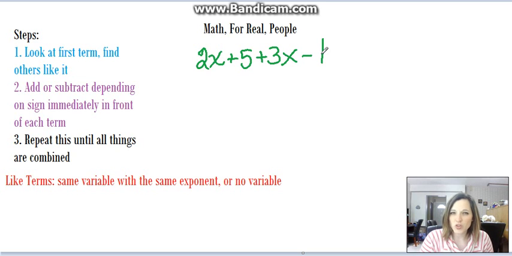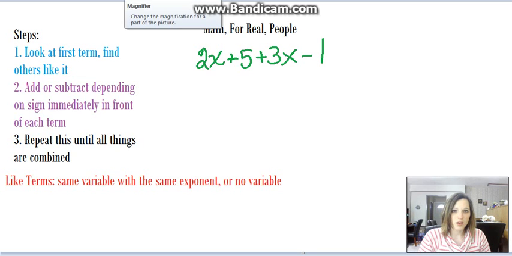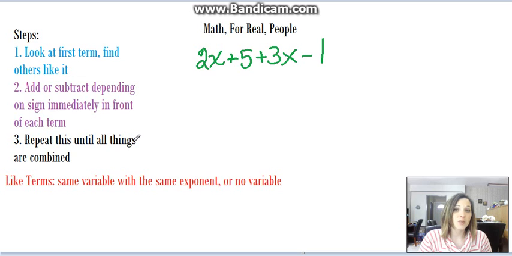Now, why can't we solve? Because there's no equal sign. In order to solve, you have to be told something equals something. In this case, we are not told that. And you won't be told this. This is called simplifying the expression. You're simplifying what's being expressed. You're making it as simple as possible.